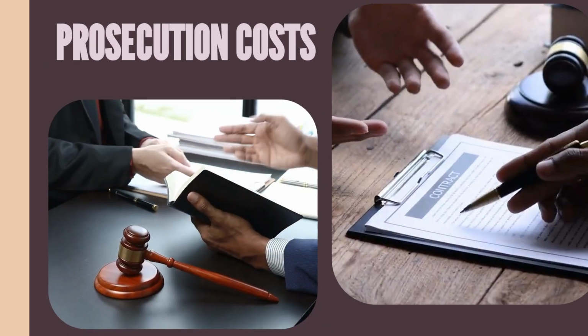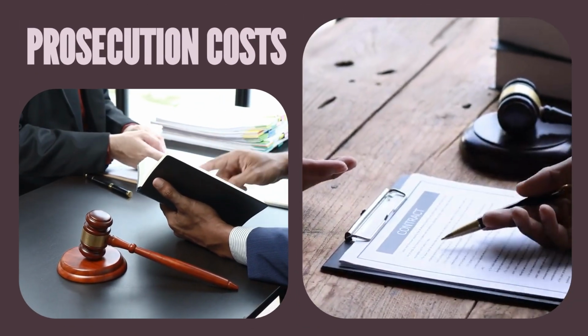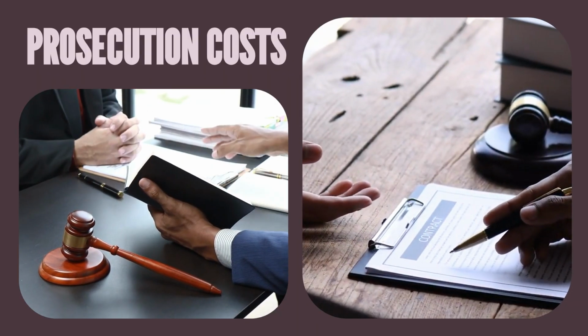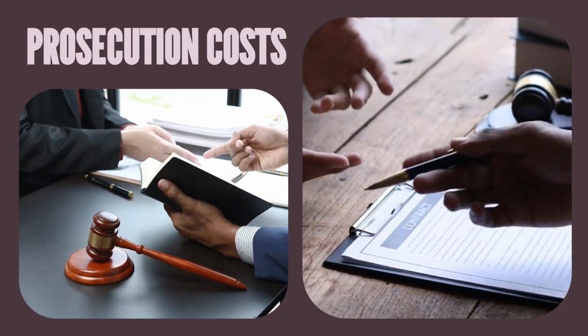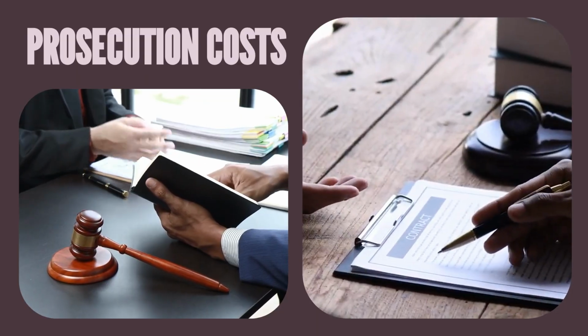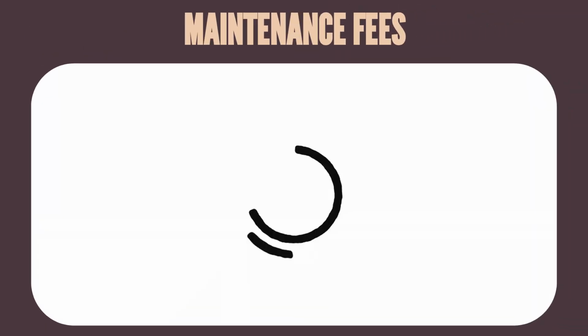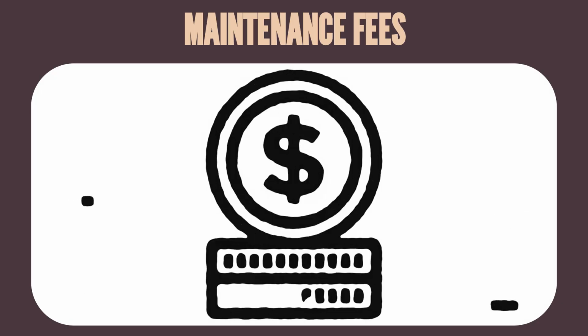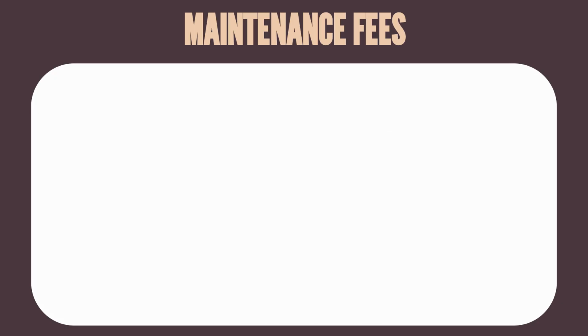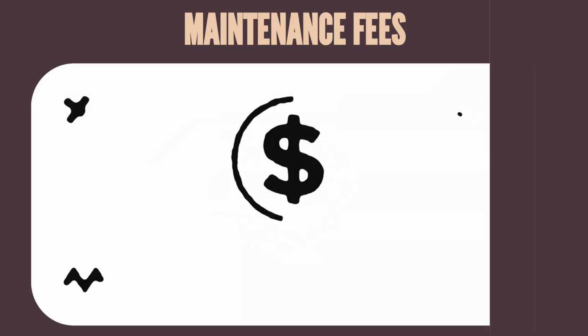attorney fees. During the patent prosecution phase, which is the back and forth with the USPTO, expect additional costs for responding to office actions and amendments. Once granted, patents require post-grant maintenance fees to remain in force, paid periodically over the life of the patent.